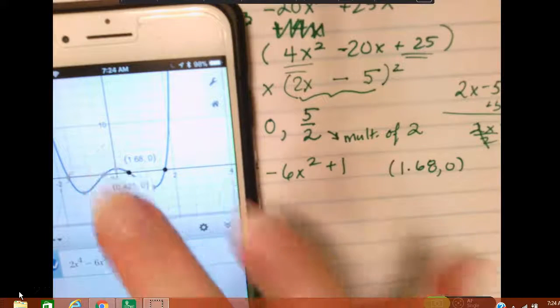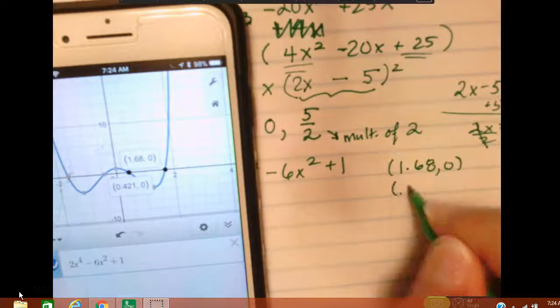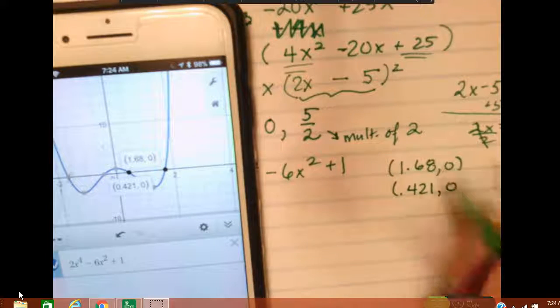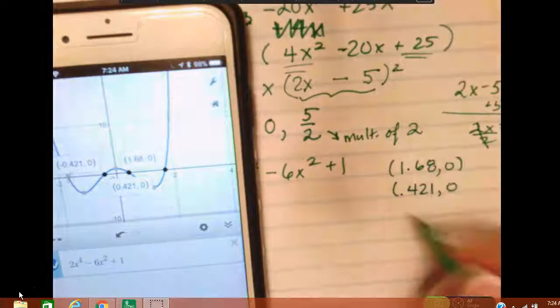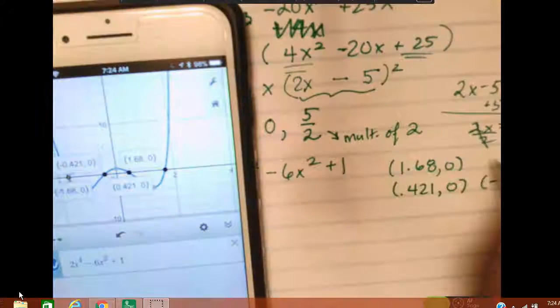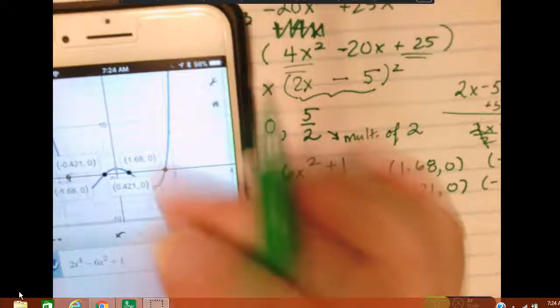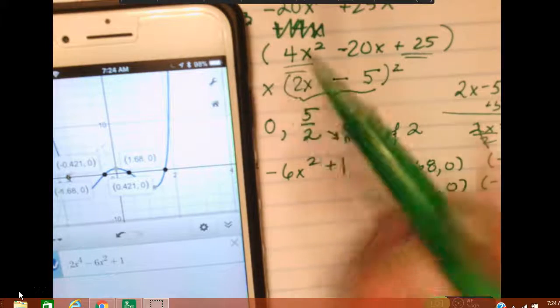And this one, is that going to be right on? No, it's at 0.421. And then is it symmetric? Negative 0.421. And negative 1.68. And relative extrema. Okay, so an extrema, that would be maxes and mins.